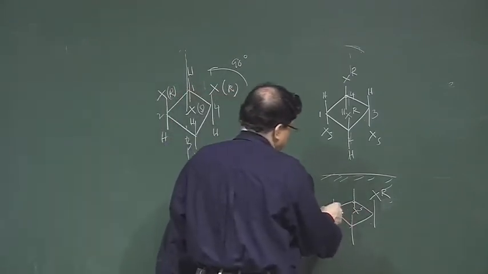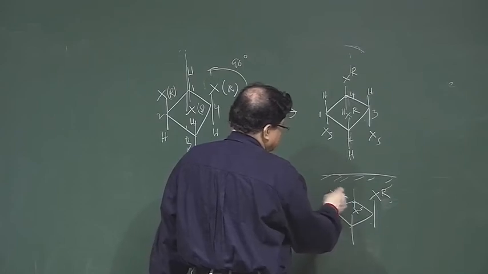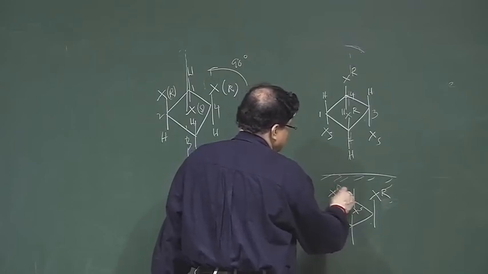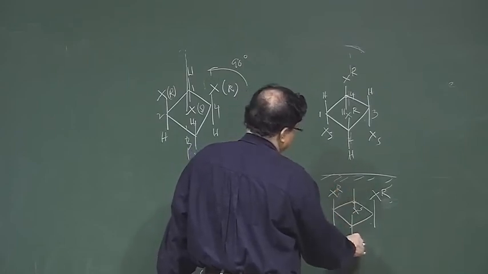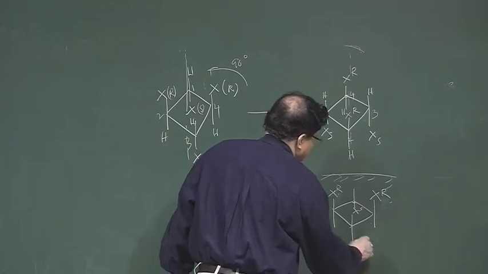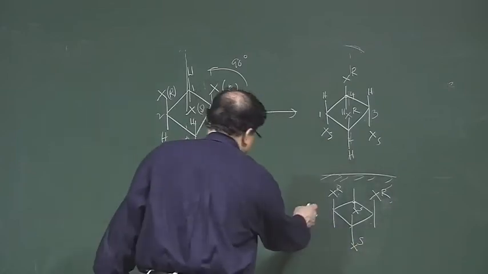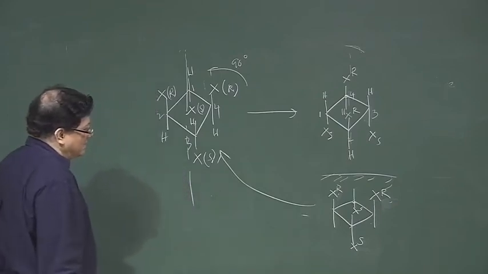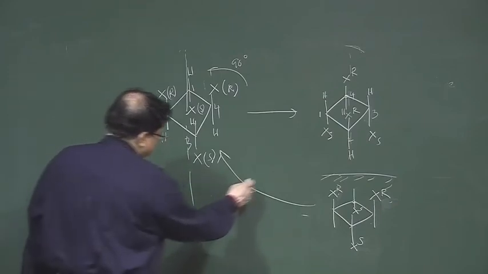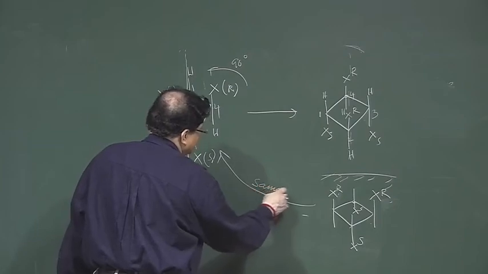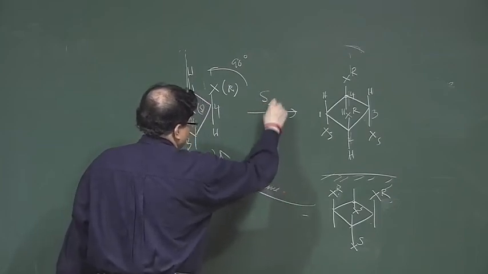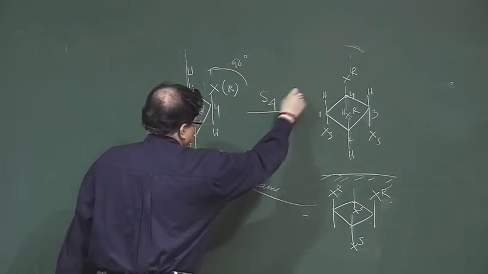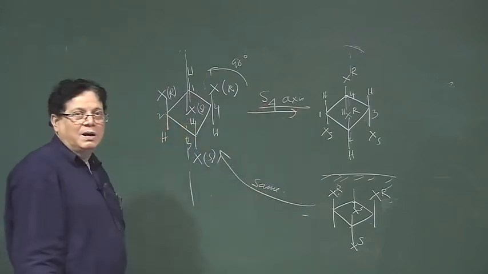So, this is S, then this is X R, and finally, you have this carbon and here X is S. Now you see the similarity between these two. They are the same now. So, that tells you that it has got an S4 axis. This has got an S4 axis.